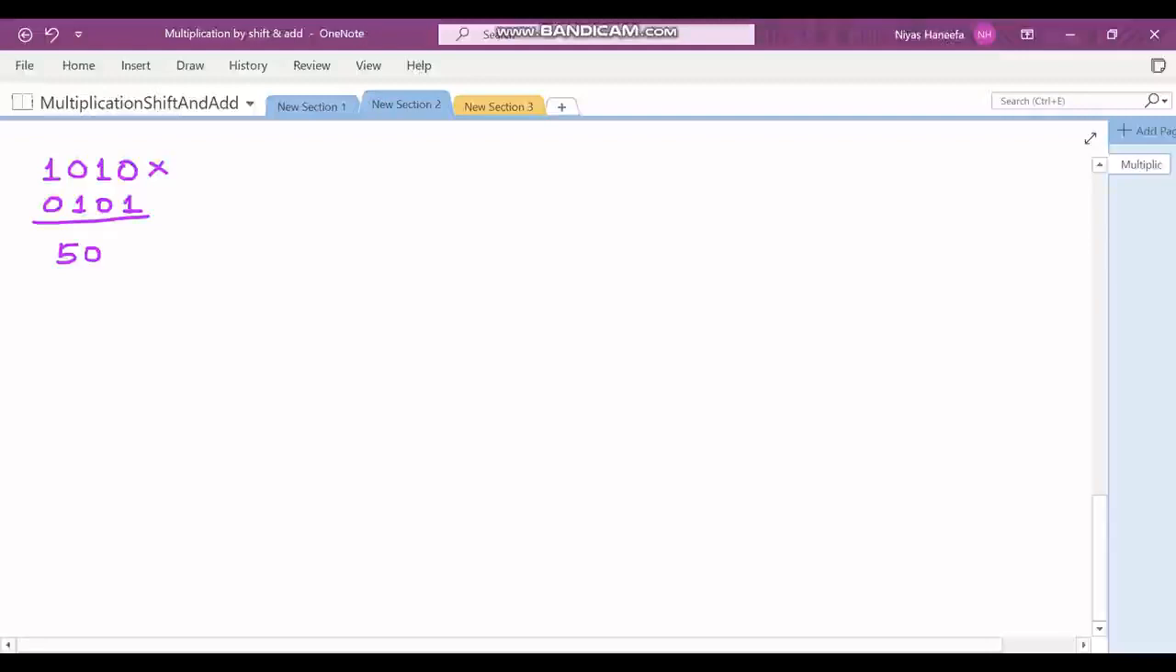So 50 means it is 32 plus 16 plus 2. So 32, 16, 8, 4, 2, 1. So 1, 2, 4, 8, 16. 16 plus 2 is 18. 18 plus 32 is 50.